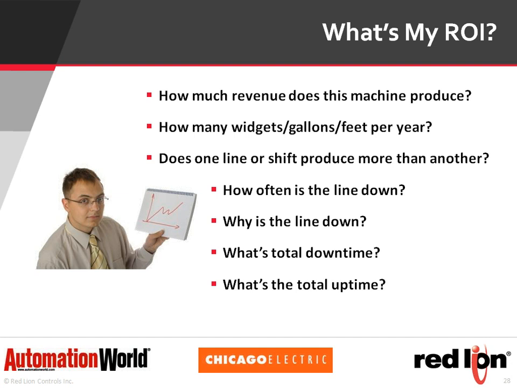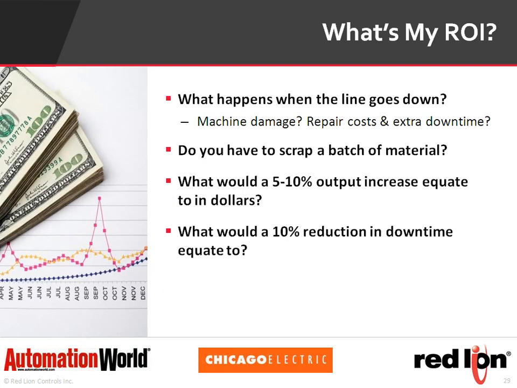Does one line or shift produce more than another? Yeah, that's probably the case in most organizations. But do you know why that one line produces more than another? And what tools can you put in place to find out? How often is the line down? Why is it down? What's the total uptime and downtime? All important factors. Also don't forget to consider things like machine damage or scrapped material.